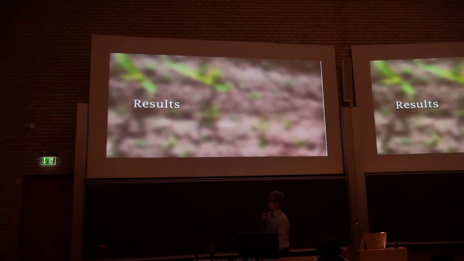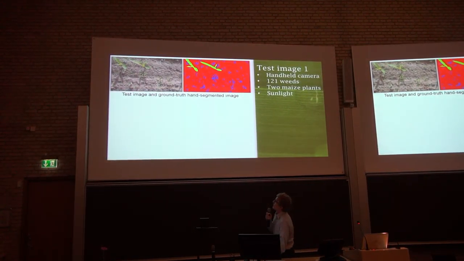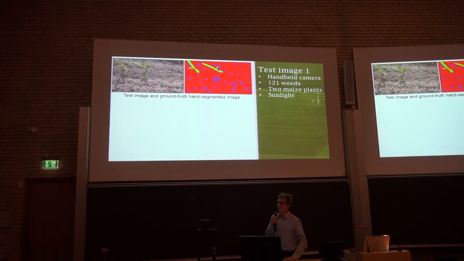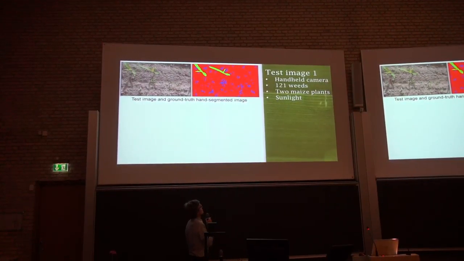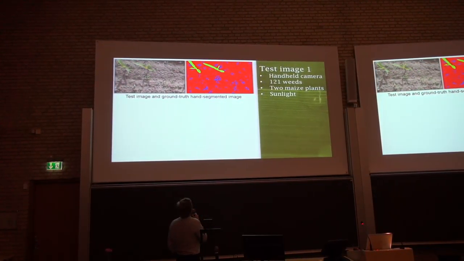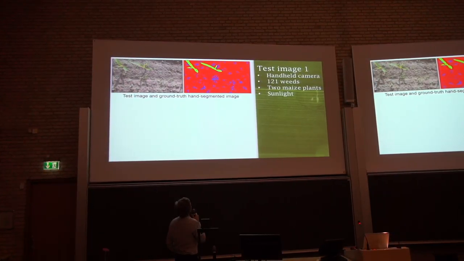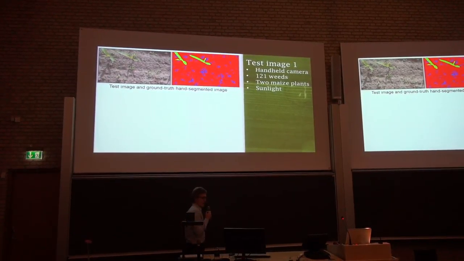So now for the results. This is an example of an image from a maize field. It's taken using a handheld camera, and this image contains 121 wheat plants and then two maize plants. And as you can see, the maize plants are overlapping the wheat.